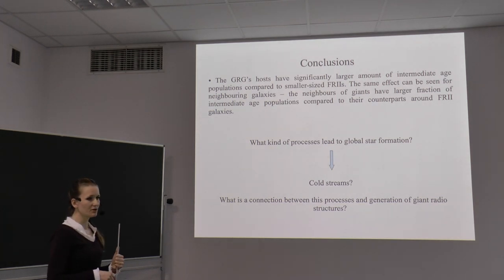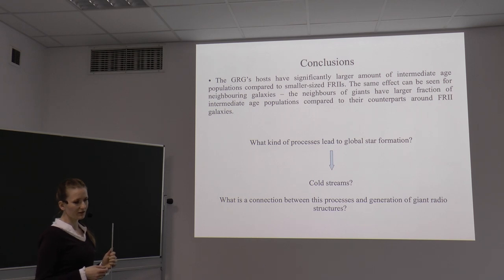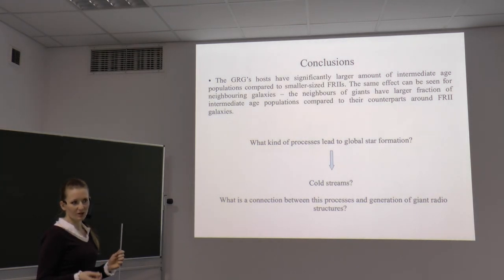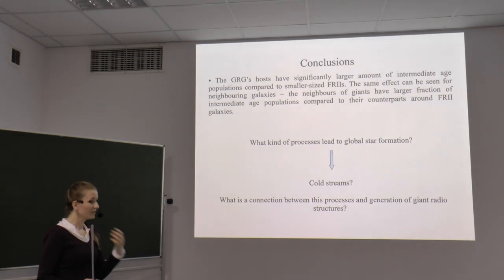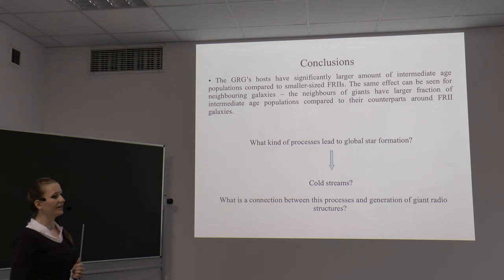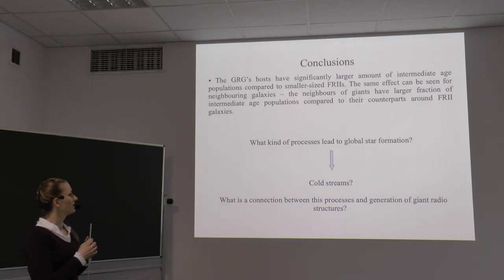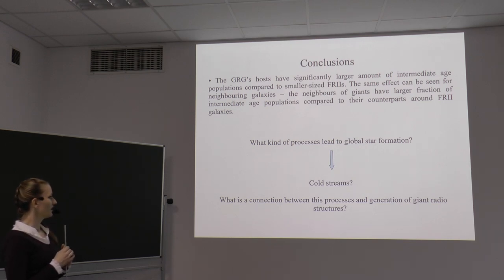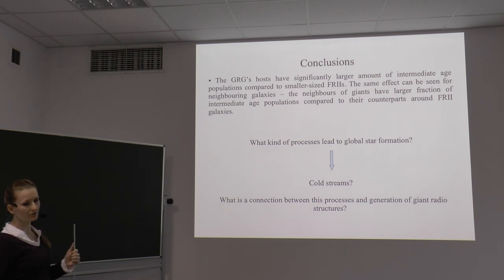The fact that the star formation occurred in the whole group indicates that environmental processes may be responsible for it. So now the question is, what kind of processes can lead to the global star formation? One of the possibilities is cold streams of intergalactic gas, which penetrate the galaxies in the cluster. As they go through the galaxies, they can disturb their interstellar gas and make the clouds of gas collapse and new stars are created. And the second question is how these processes can be connected with the generation of large-scale radio structures.